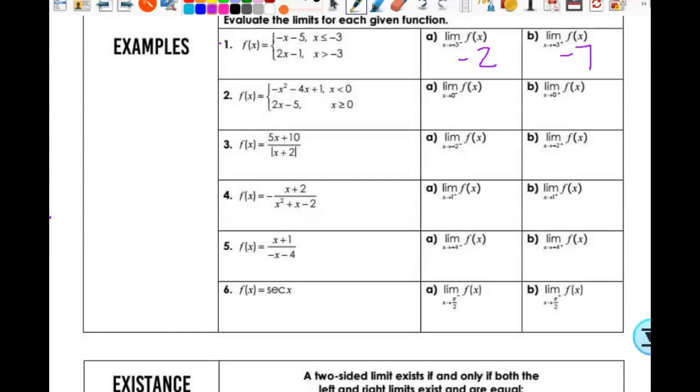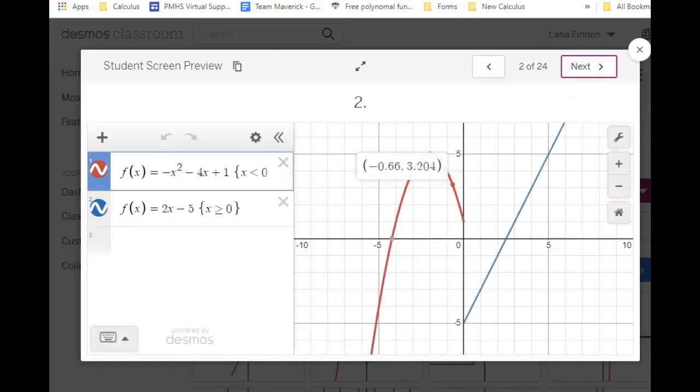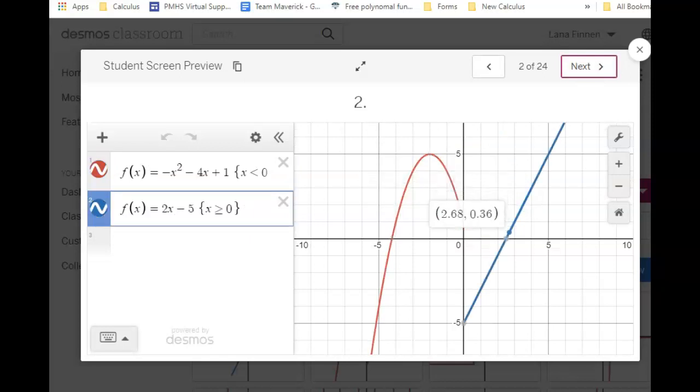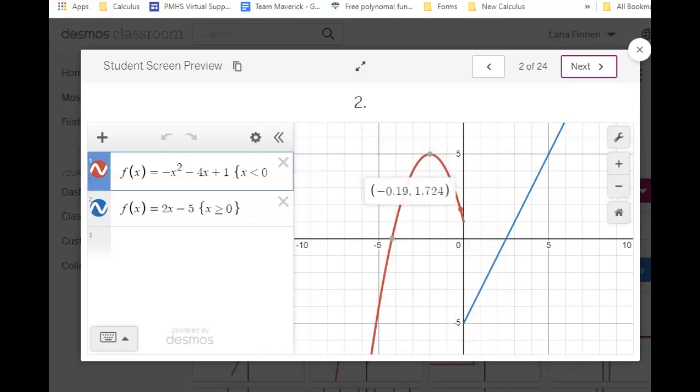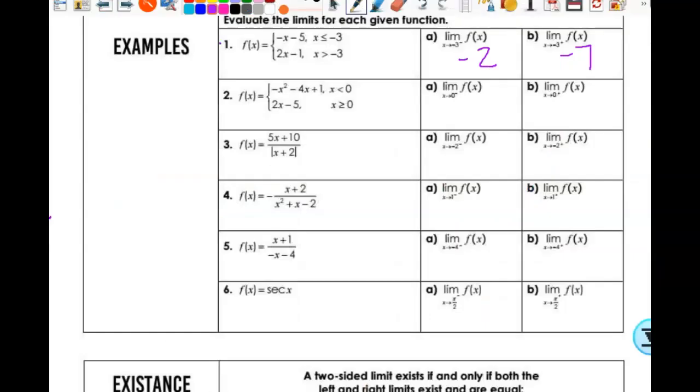The next one, we're going to look at 0 as we approach 0 from the left and 0 from the right. As we approach 0 from the left, what is the function approaching? 1. As we approach from the right, then it's -5. You agree with that? 1 and negative 5.